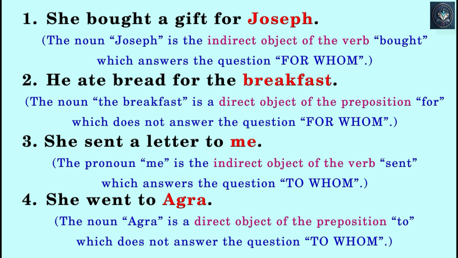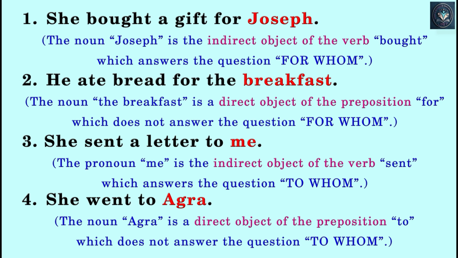Observe the following sentences carefully. First, she bought a gift for Joseph. The noun Joseph is the indirect object of the verb bought, which answers the question for whom. Second, he ate bread for the breakfast. The noun the breakfast is a direct object of the preposition for, which does not answer the question for whom.